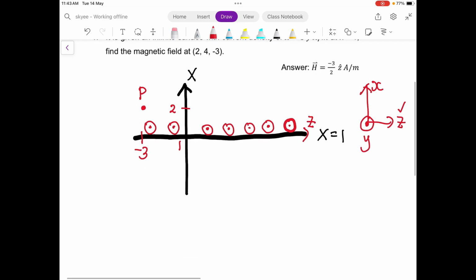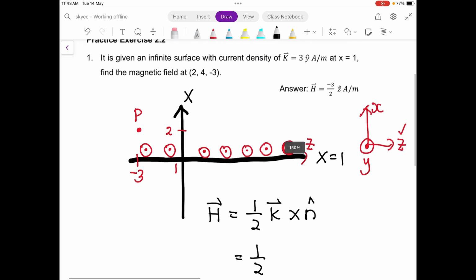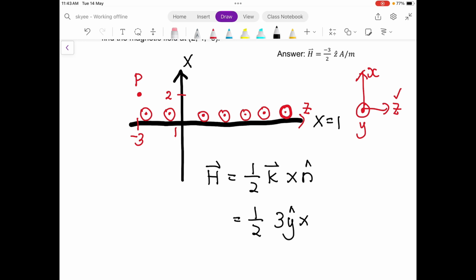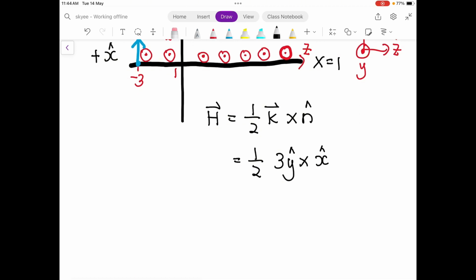We'll be using the equation that we derived earlier, a very simple equation. H, the magnetic field, equals 1/2 multiplied by K, the current density, which is a vector, cross product with the unit vector n. We can replace K with 3y. And this unit vector n you can define by looking at your drawing. It is a vector pointing from your plane towards the observation point. Looking at this blue arrow, it is in the positive x direction, so you will write positive x.